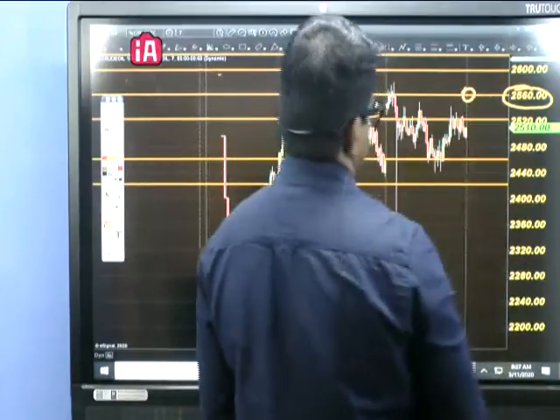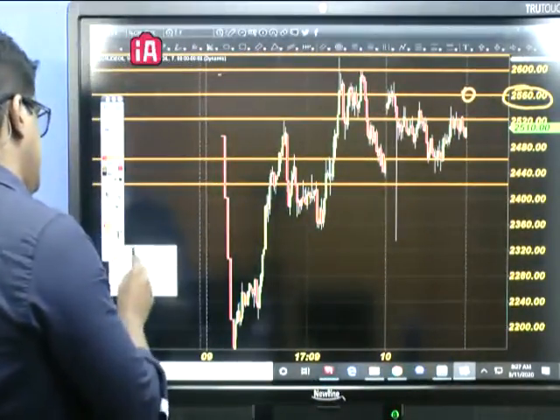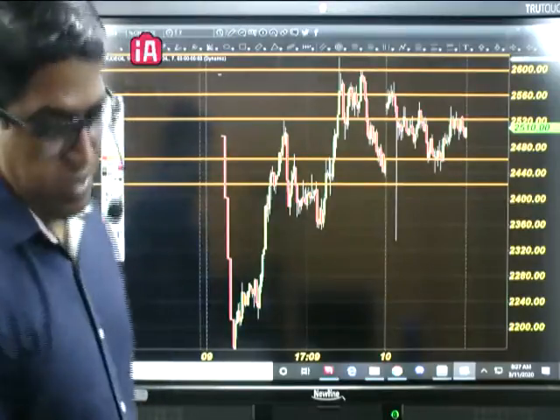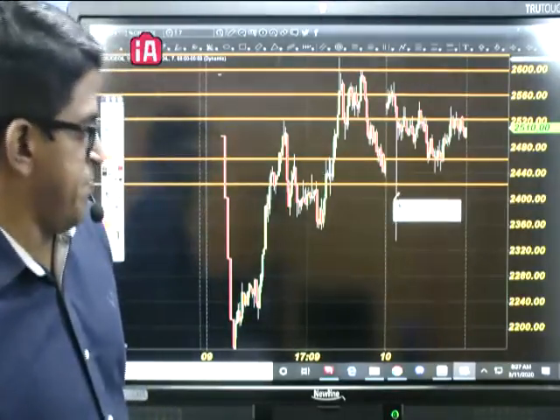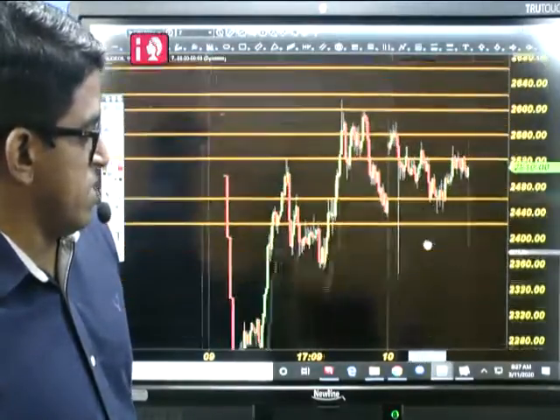Here will be the market. The price will open somewhere here. So what we are going to do, as I told you, always follow the trend. Particularly in commodities, don't try to do something against the trend.